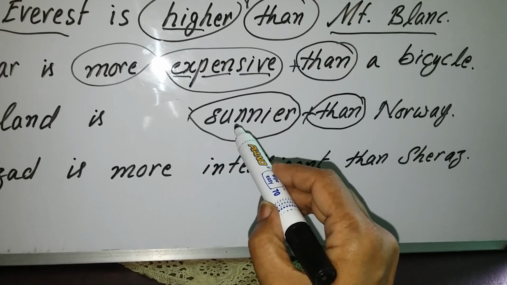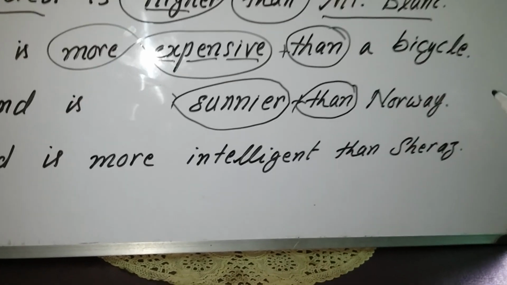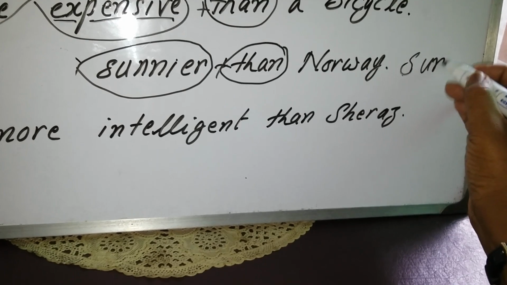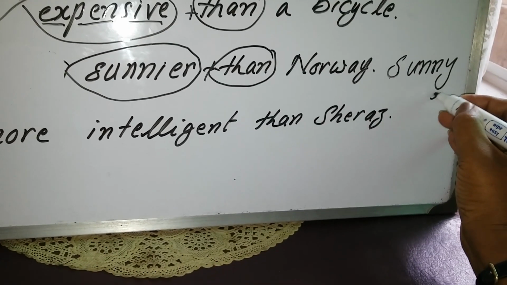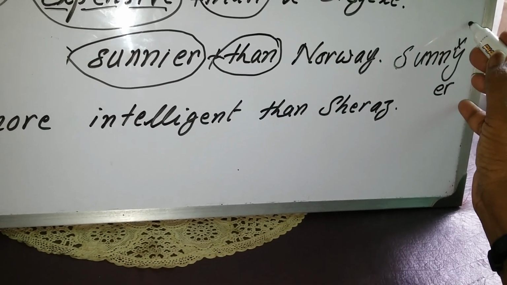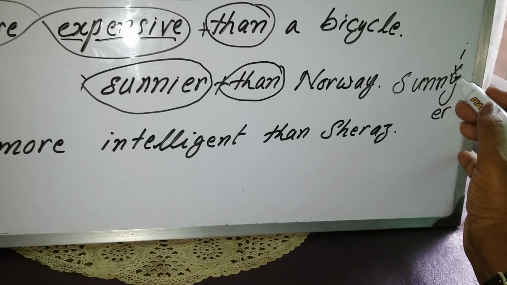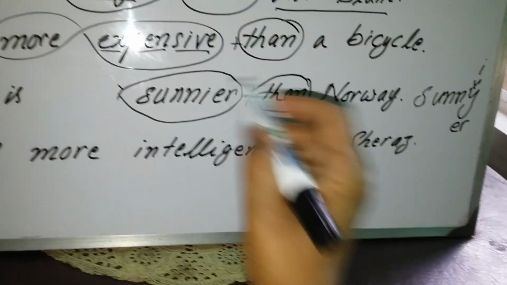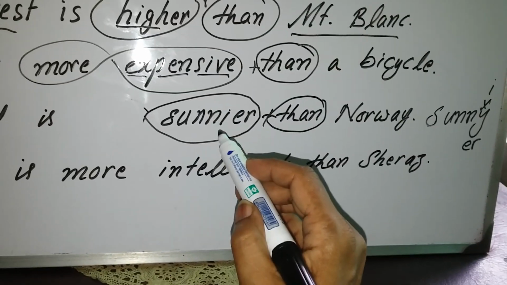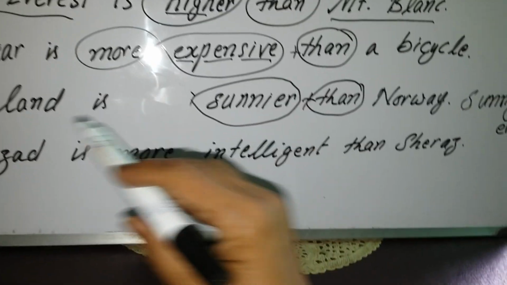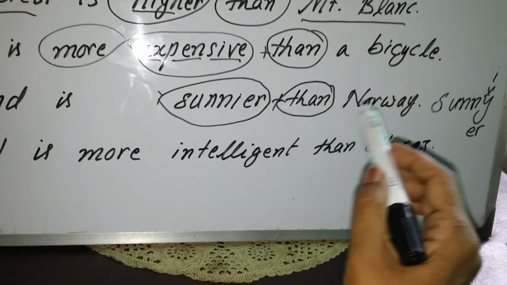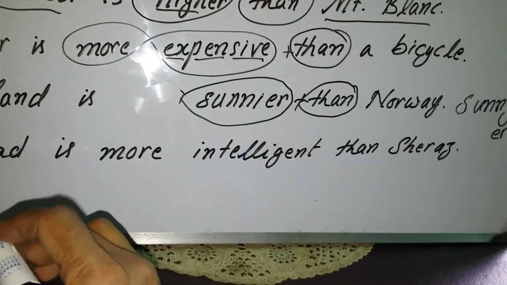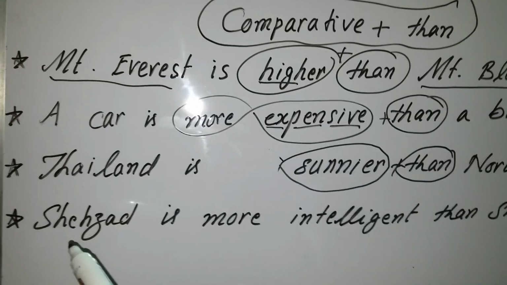Sunny has only one unit, and I told you that whenever any adjective ends with Y, you will use ER after it. You will cross out Y, and instead of Y you will use I. So sunny will be converted into sunnier for making its comparative. So Thailand is sunnier than Norway. This is the formula.